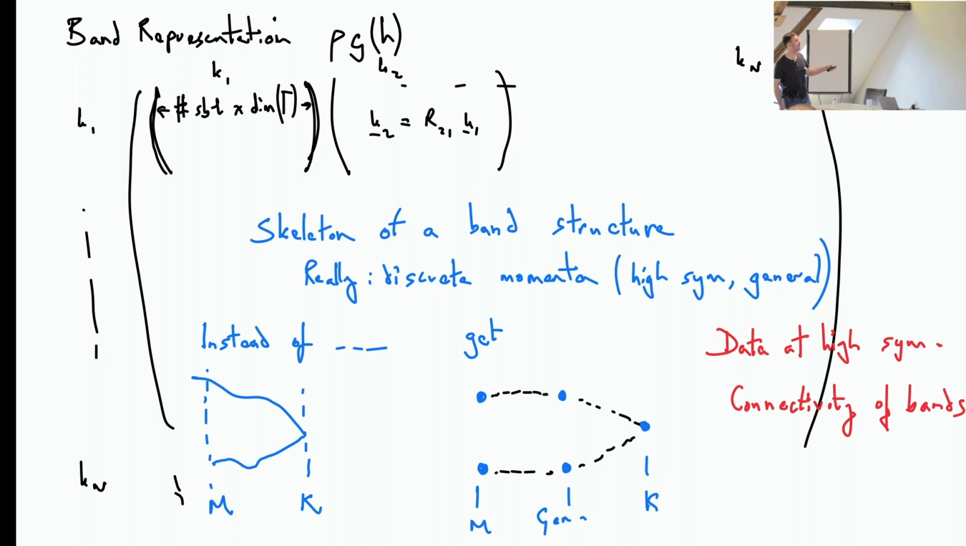Really, there's a discrete number of momenta because there's a discrete number of high or low symmetry points. So this is some kind of skeleton of a band structure. Instead of some continuously varying bands, we have discrete points and information about the connectivity of those points.